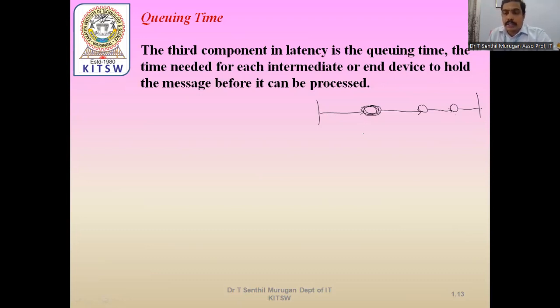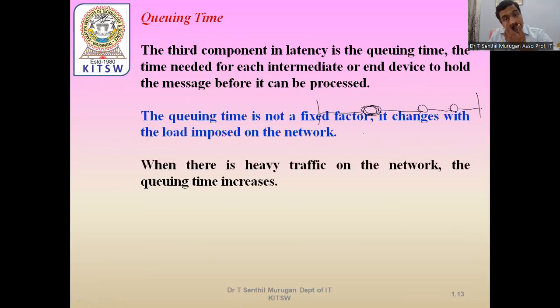So that is the queuing time. Clear? Queuing time is not a fixed factor. It changes with the load imposed on the network. When there is heavy traffic on the network, the queuing time increases. If more packets are processing, the remaining packets will wait here. The first packet is processing, then these three packets will wait there. If it is free here, there is no traffic, so it will have less queuing time. But here there is traffic already, some packets, sorry, bits are waiting, then new bits are coming here, so the queuing time is more here.